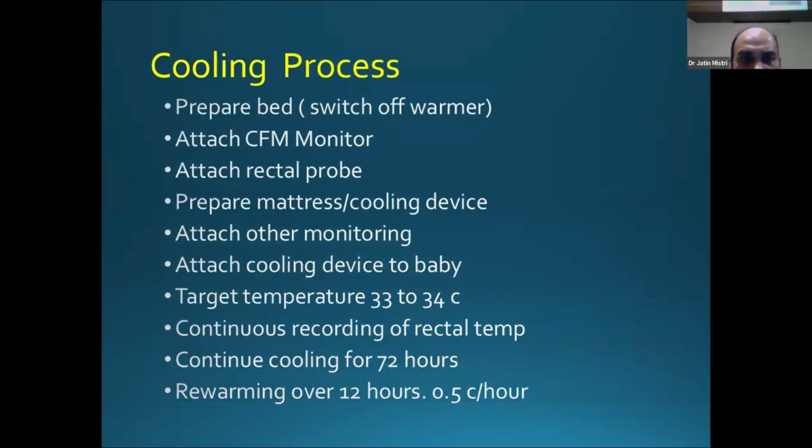For this cooling process, you can prepare a bed, attach a cerebral function monitor, attach a rectal probe, and prepare a mattress or cooling devices. Then attach other monitoring. Attach the cooling device to the baby. Target temperature should be 33 to 34. There should be continuous recording of the rectal temperature, and then, as I said, you gradually rewarm.